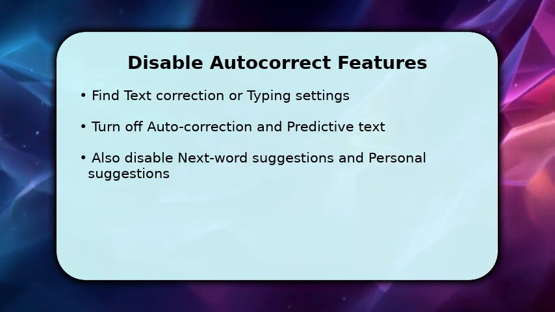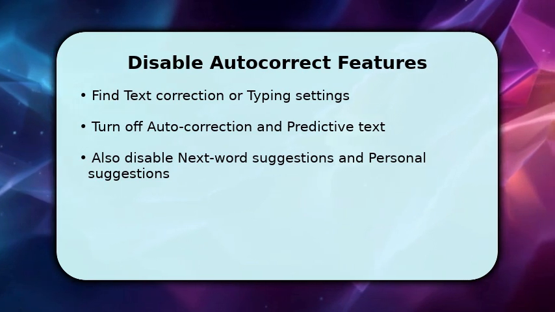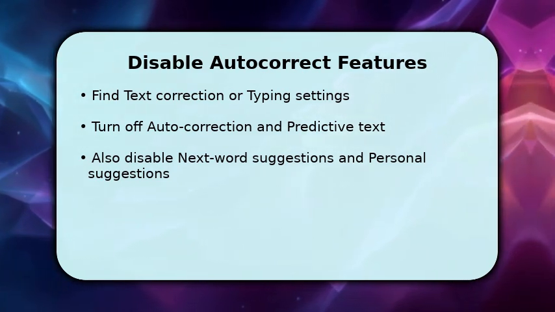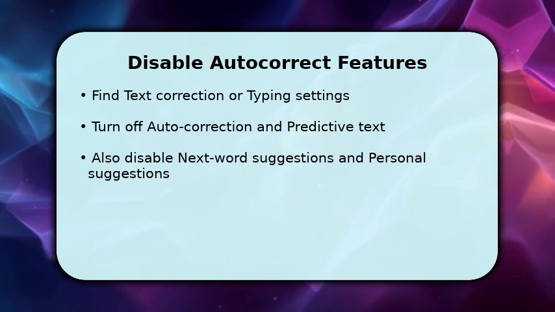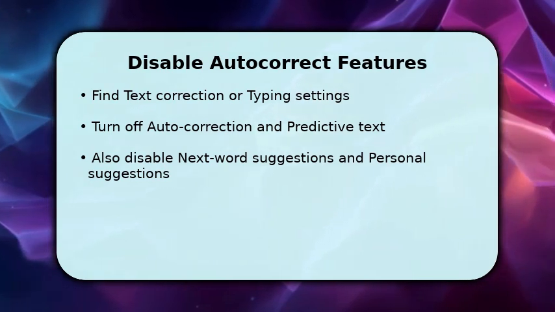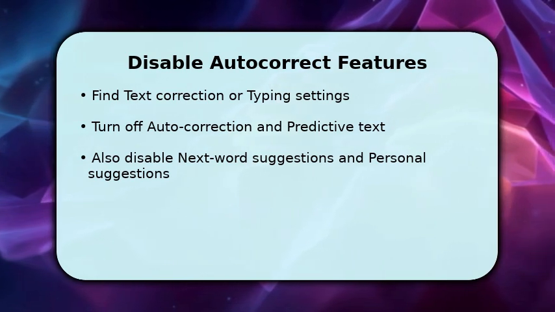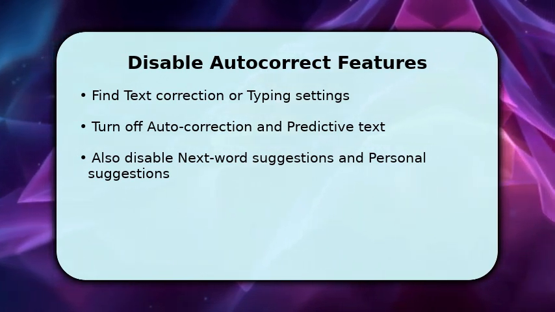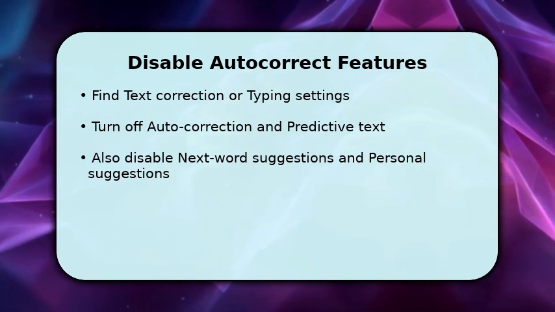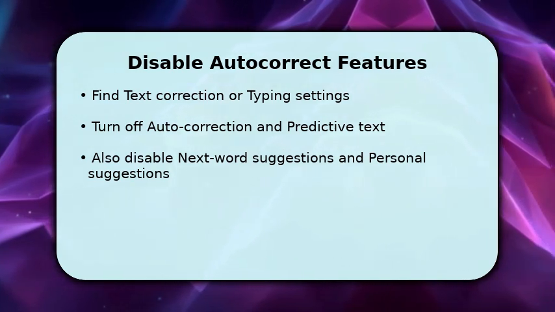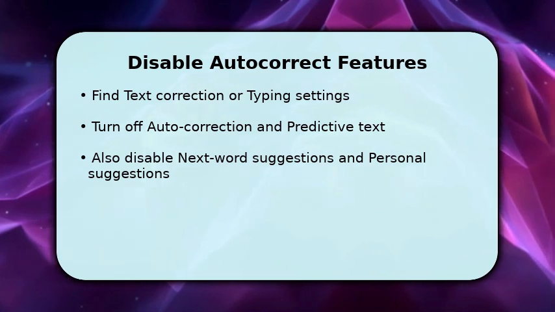Open text correction or typing settings inside the chosen keyboard. Toggle off autocorrection first so automatic replacements stop, then switch off predictive text and next word suggestions to remove inline proposals. Also disable personal suggestions if you don't want learned words. Once done, press back to confirm the toggle's saved.